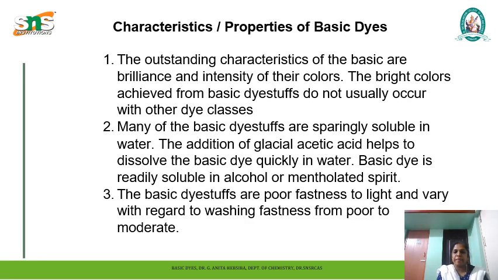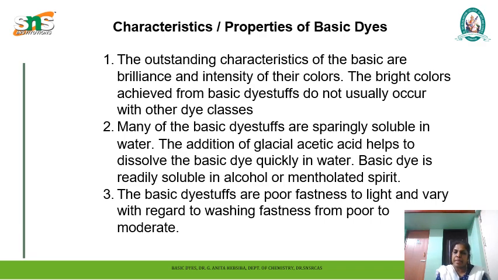What are the properties of basic dyes? Basic dyes are actually brilliant in their shades. The bright colors achieved from basic dye stuffs do not usually occur with other dye classes. When you look at other commonly used dyes like reactive and vat dyes, basic dyes have brilliant shades. For example, rhodamine B is a brilliant shade dye.